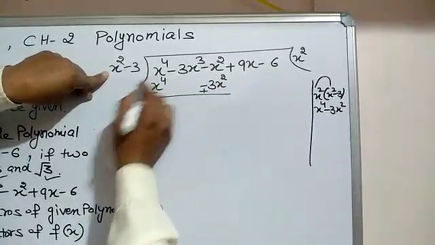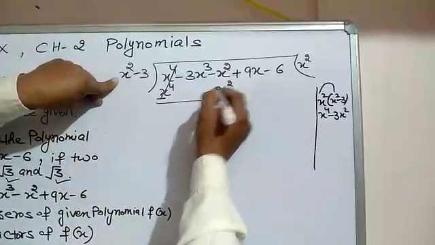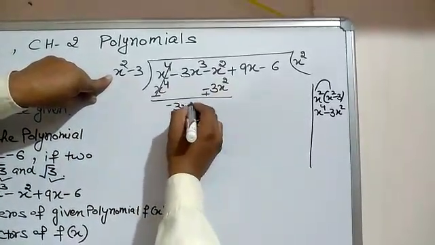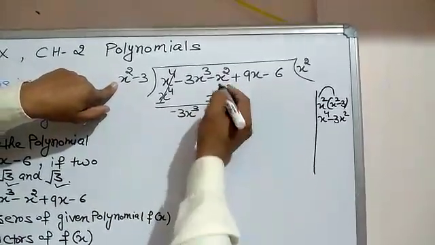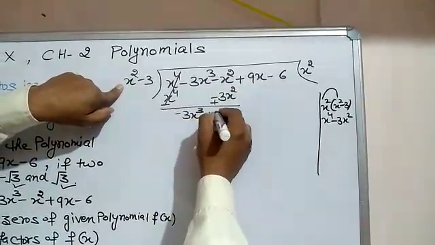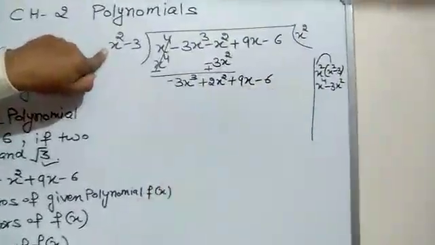Now x to the power 4 minus x to the power 4 cancel each other. So here is minus 3x cube. I have to write this as such. Then see, plus 3x square minus x square, we are left with 2x square. Then plus 9x minus 6.